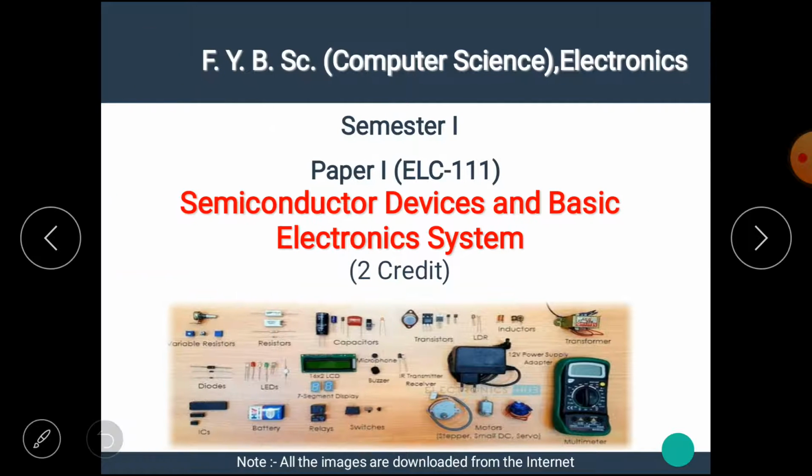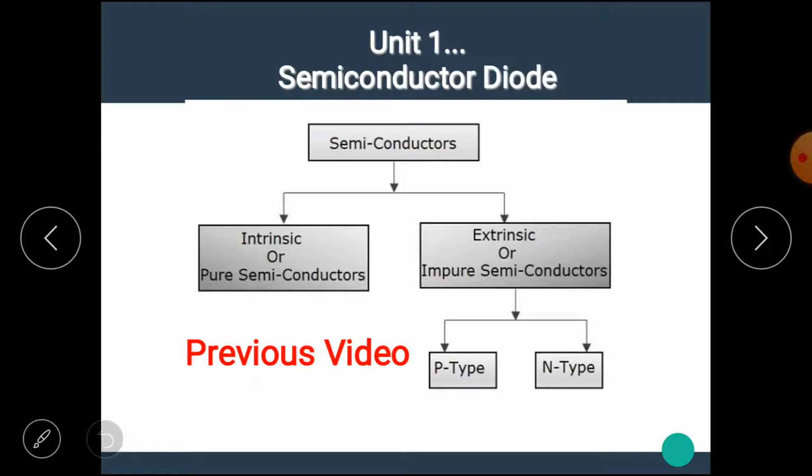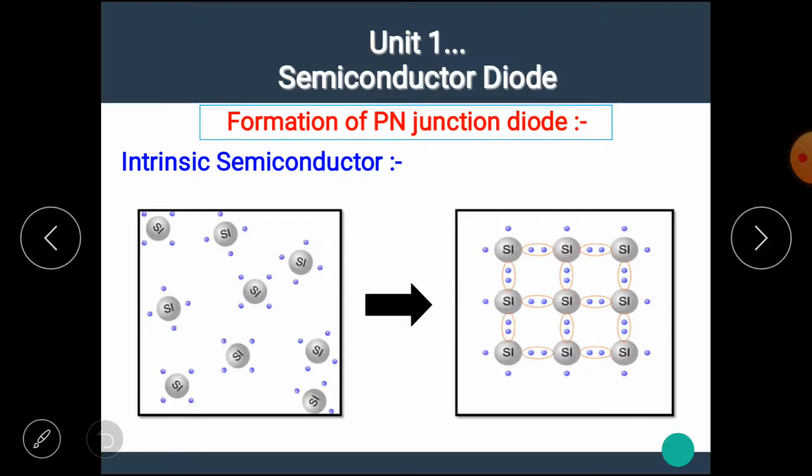In the previous video, we studied the introduction to semiconductor materials. In that video, we discussed the types of semiconductor materials, intrinsic semiconductor and extrinsic semiconductor. We also learned what is meant by p-type semiconductor and n-type semiconductor. The link of the previous video is available in the description box. Please check it. Now in this video we are going to see the formation of the p-n junction diode.